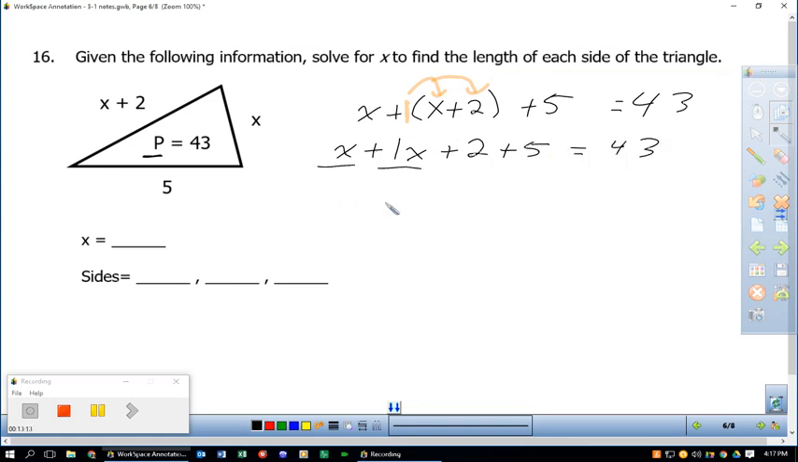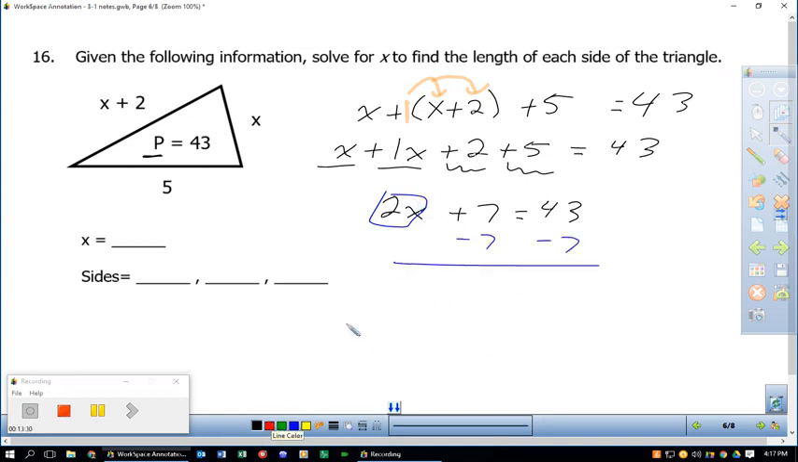Combining like terms, we have 2x. Combining these two, we get plus 7 equals 43. Okay, subtracting the 7 because we want the 2x by itself. So that is 36, I believe. Yep, 36 equals 2x. And then dividing by 2 because we want x by itself. All right, so x equals 18.